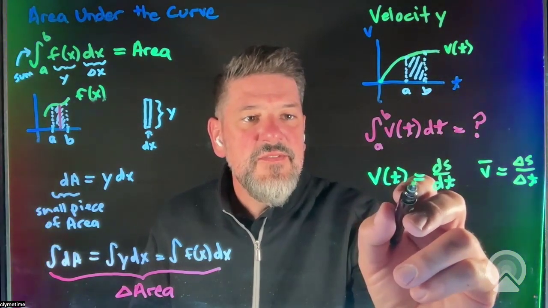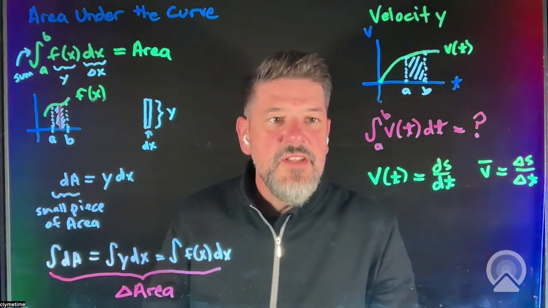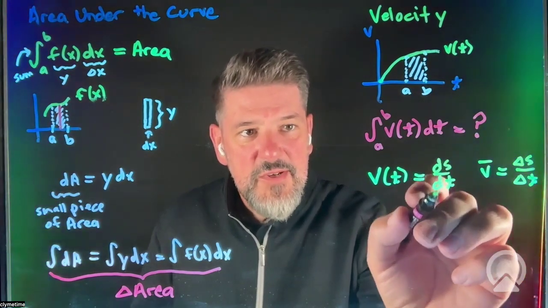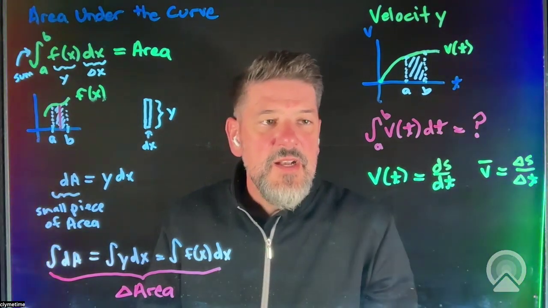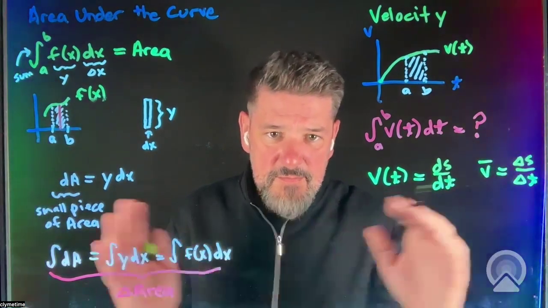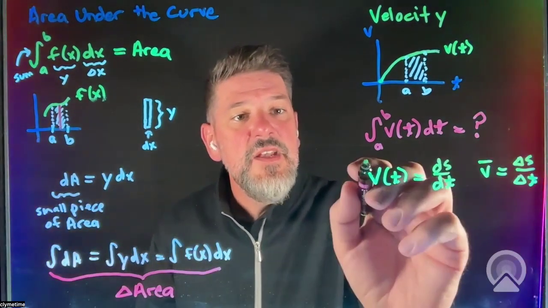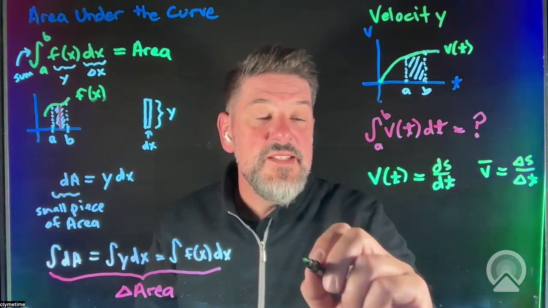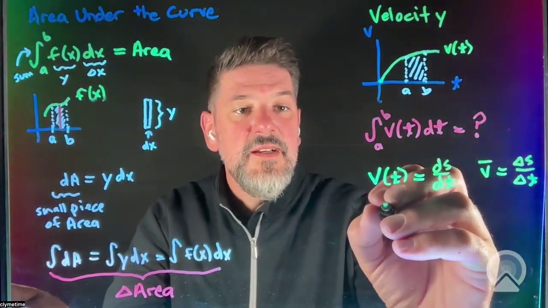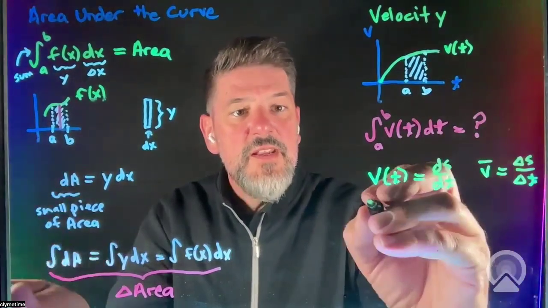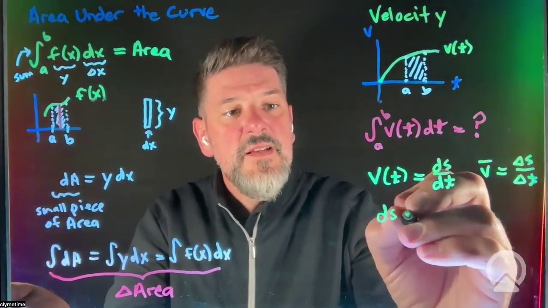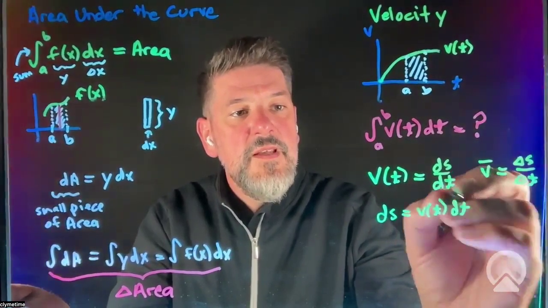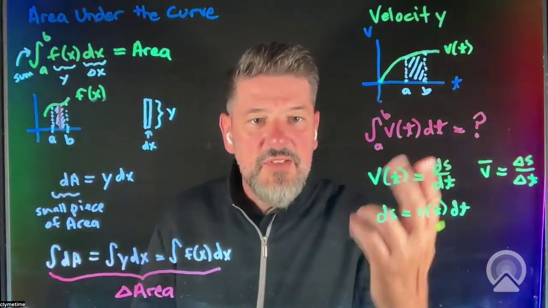So your instantaneous velocity is defined as the derivative of the position function, but it's also defined as change in position over change in time. More specifically, it's an infinitely small change in position over an infinitely small change in time. The average velocity is a much bigger change in position over change in time, but instantaneous velocity is ds over dt. With that in mind, we can multiply both sides by dt. I'm going to switch the left and the right, so on the left I'm going to have ds, and on the right I'm going to have v of t dt. All I did was multiply both sides by dt, and then switch the left and right side.